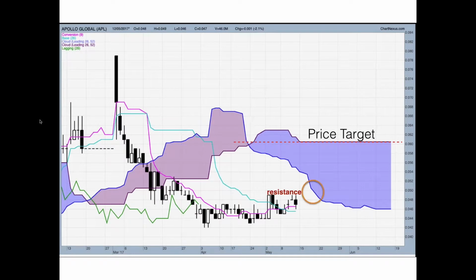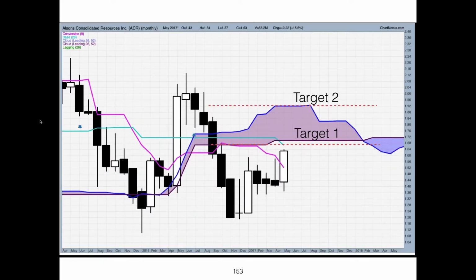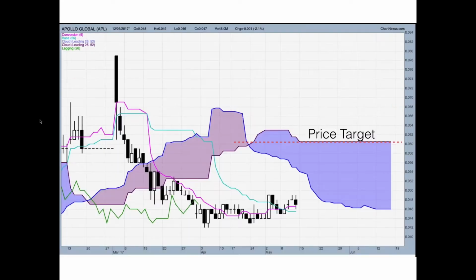Now for Apollo Global, the resistance of the Tenkan-sen is already broken in the monthly chart. Its next hurdle is the Senkou A. So let's go back to that. The price target is at the Senkou B at 60. So the current resistance is at 49, which is the Senkou A.